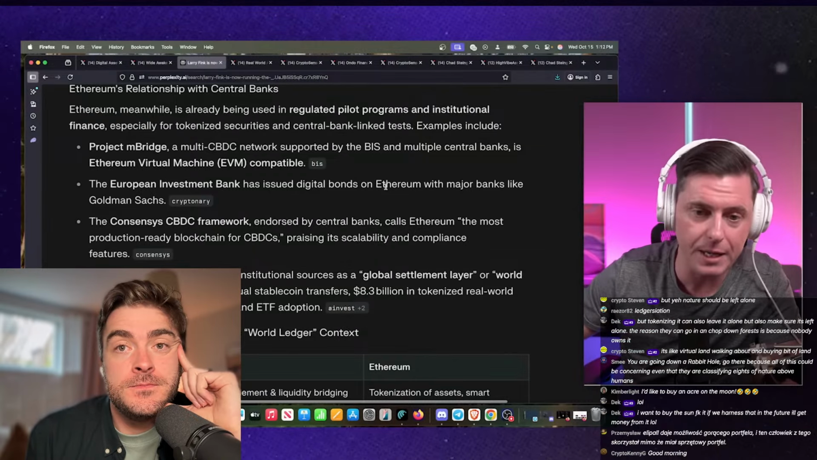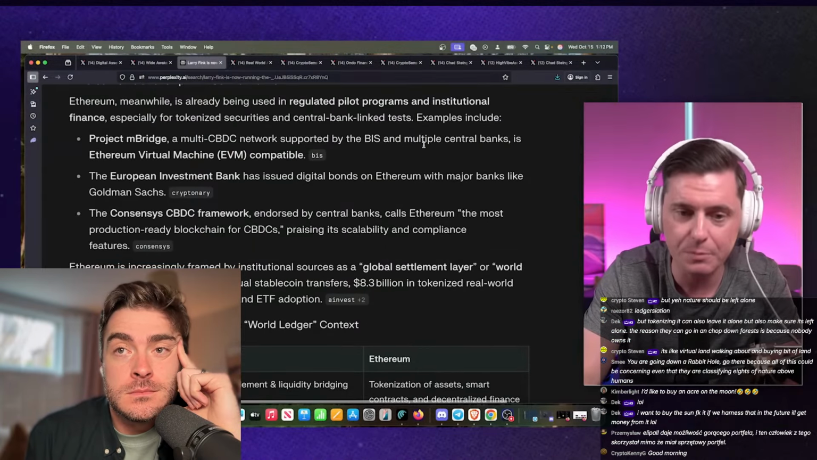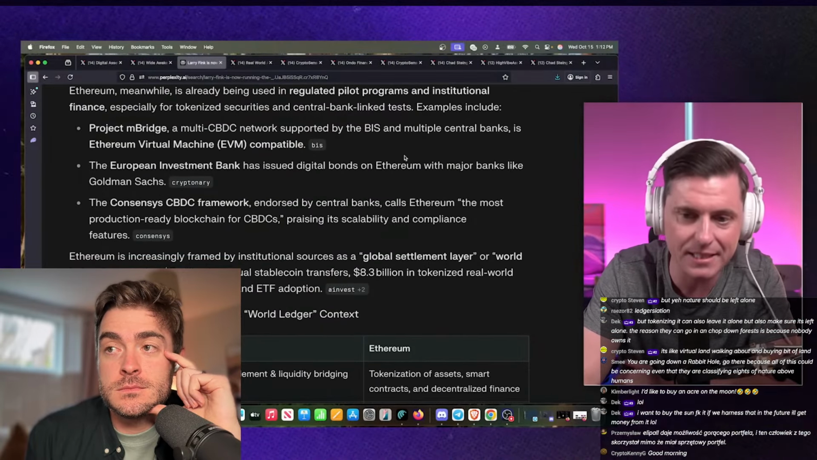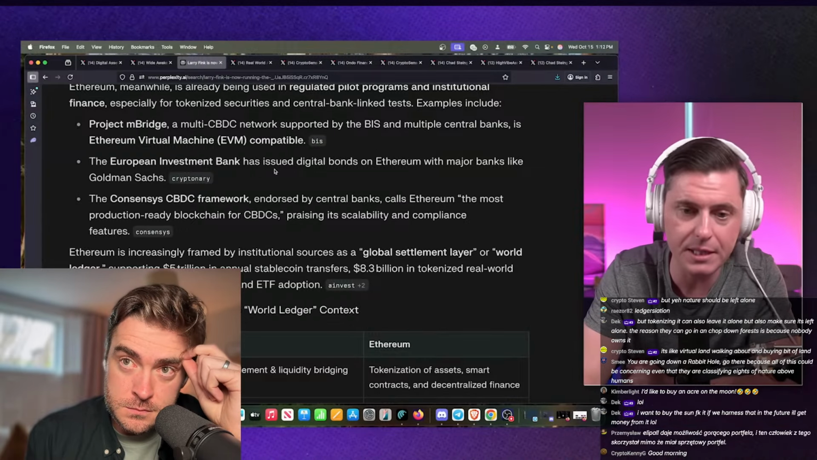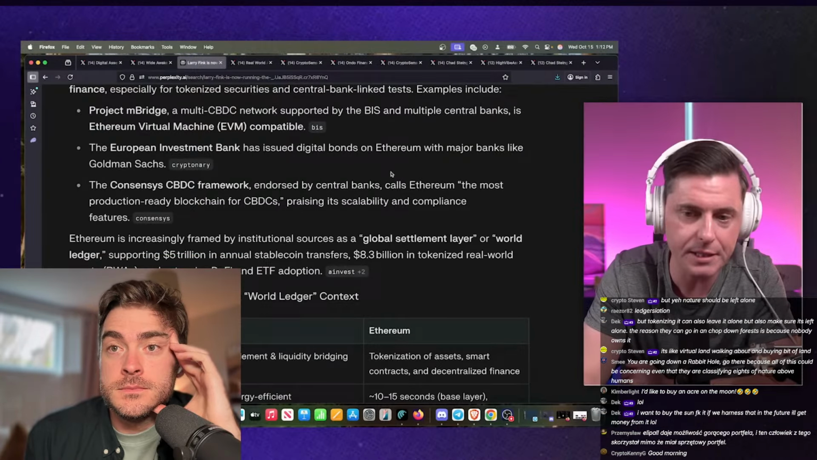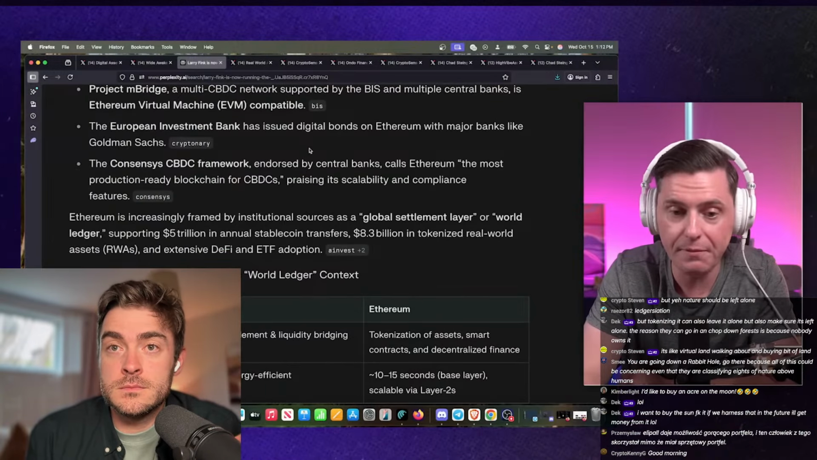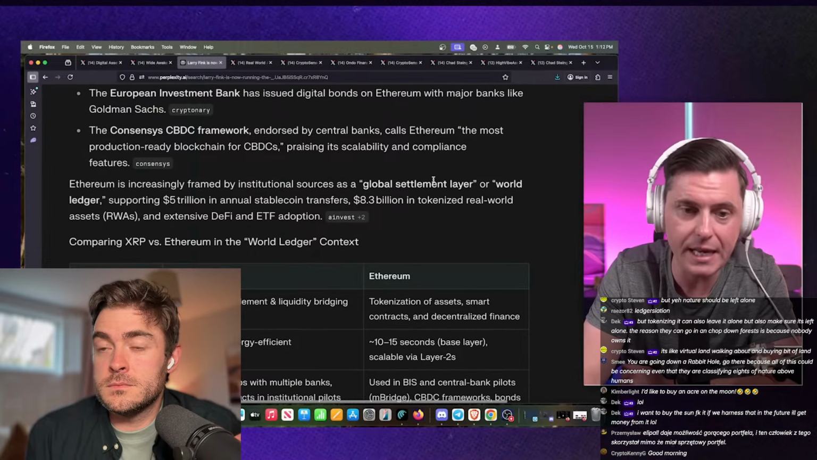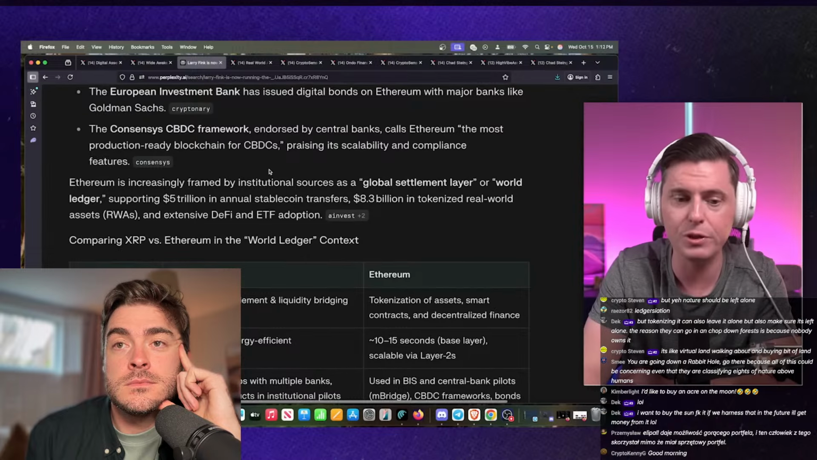Ethereum's relationship to central banks: Ethereum, meanwhile, is already being used in regulated pilot programs in institutional finance, especially for tokenized securities and central bank linked tests. Examples include Project Agorá, a multi-CBDC network supported by the BIS and multiple central banks, Ethereum Virtual Machine compatible. The European Investment Bank has issued digital bonds on Ethereum with banks like Goldman Sachs, and a Consensys CBDC framework endorsed by central banks calls Ethereum the most production-ready blockchain for CBDCs.